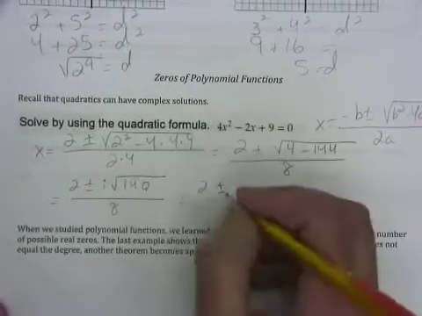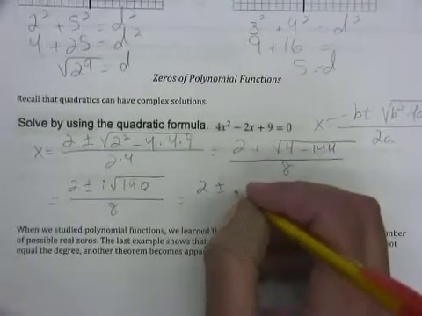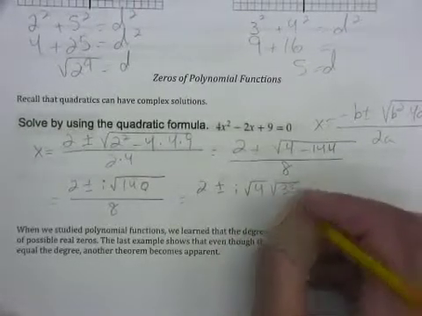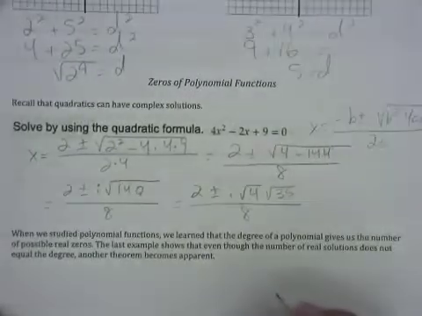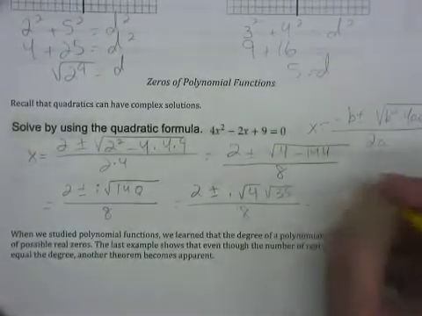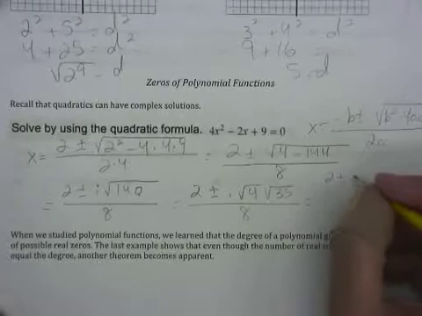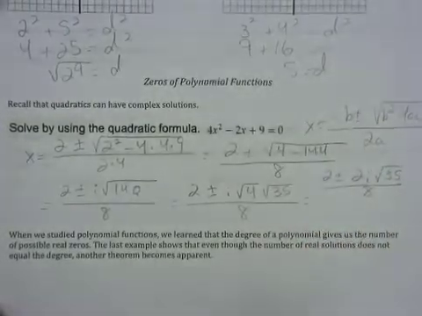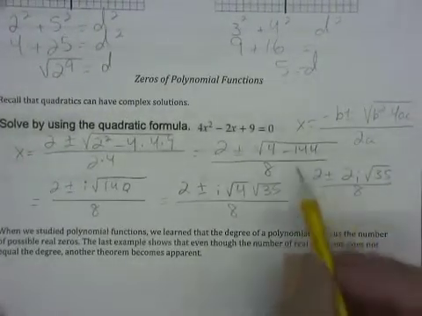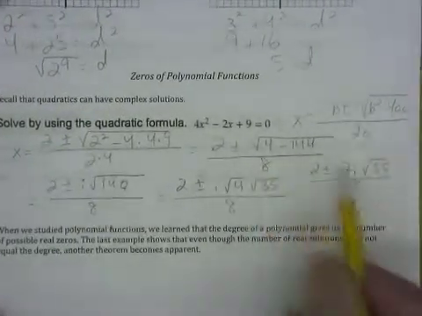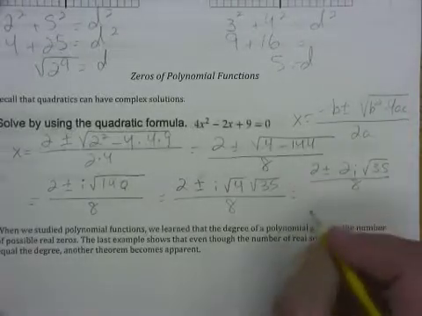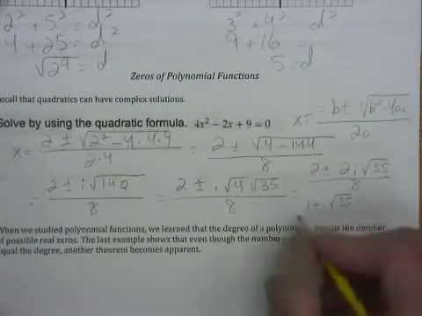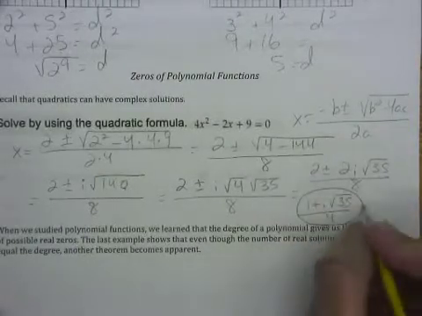And 35 does not have any additional perfect square factors inside of it, so I know that I'm going to rewrite this as 2 plus or minus, let me go step by step, i times the square root of 4 times the square root of 35 all over 8. This is 2 plus or minus 2i radical 35 over 8. And finally, since 2, 2, and 8 are all divisible by 2, I can finally reduce this to 1 plus or minus i radical 35 over 4.